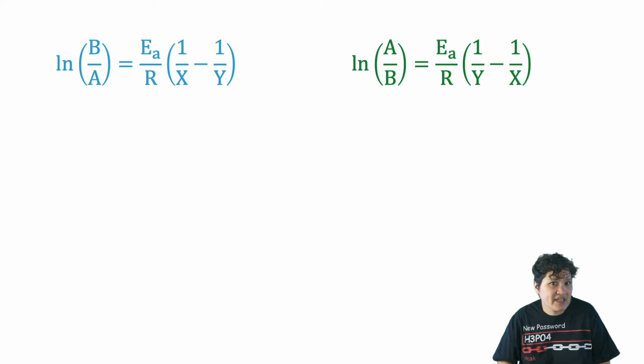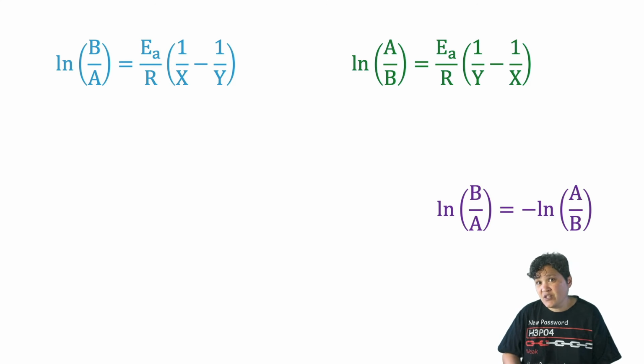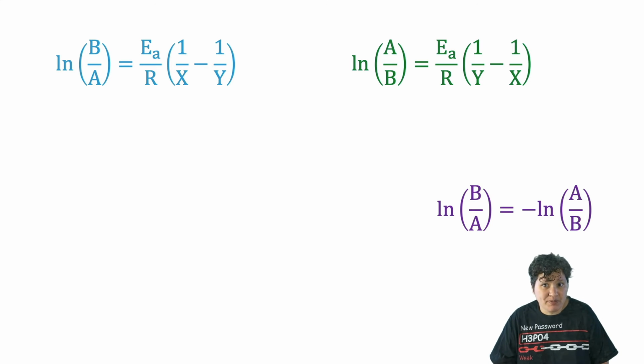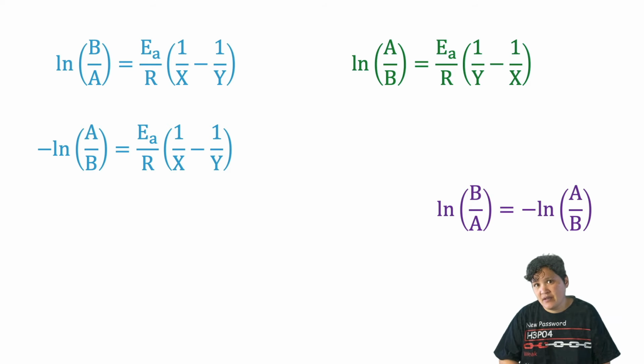So now I'm going to take these two equations that we derived previously and I'm going to show you that they are equivalent. First, we're going to use our log rules. This time, the one that shows that the log of B over A is equal to the negative log of A over B. If we plug that into our blue equation, we get this.